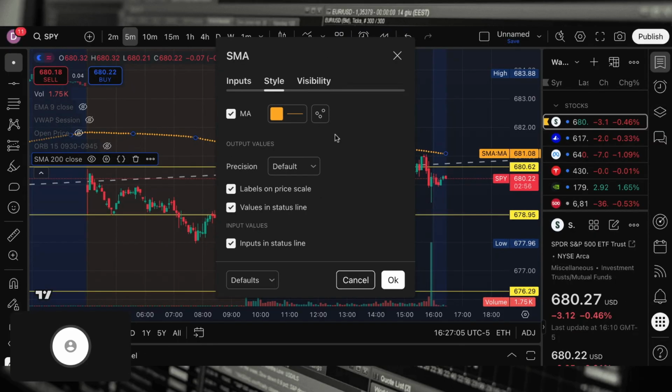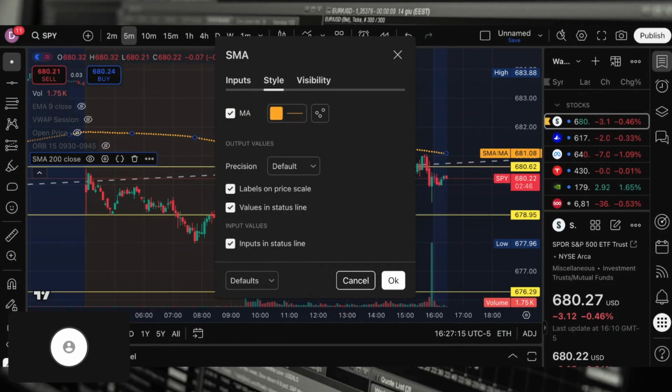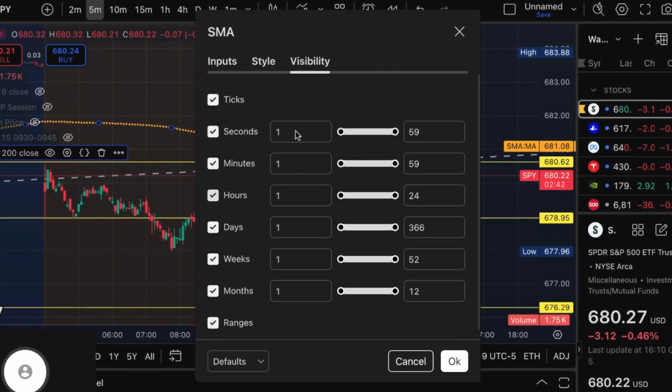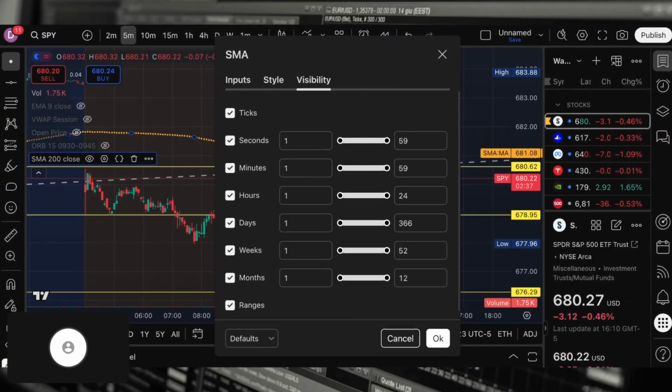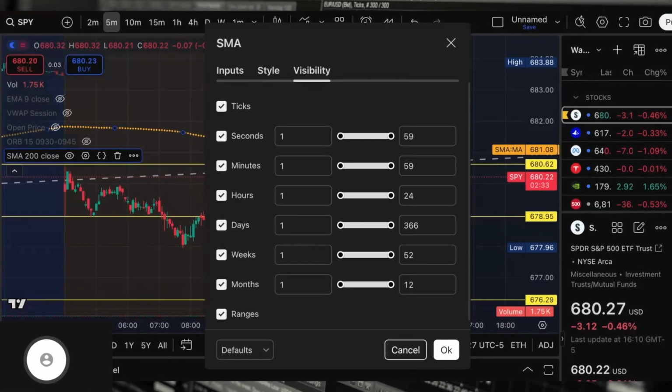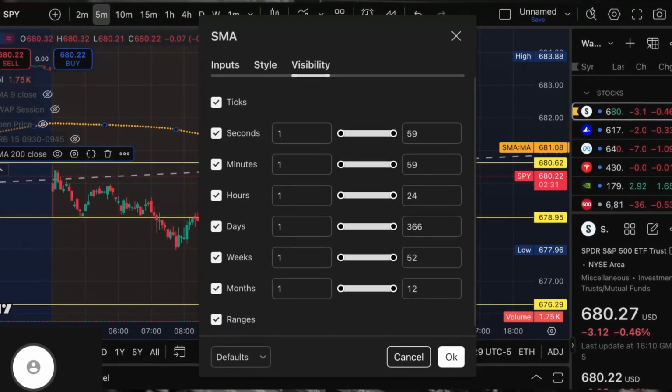Style, you want the color to be bright gold. Mine is dotted and kind of big so I can actually see it on the chart. And for visibility, you want to keep all these checked because you want to be able to see this 200 moving average on the 5 minute, the 10 minute, the 1 hour, the daily. You want to be able to see this on every chart that you pull up.